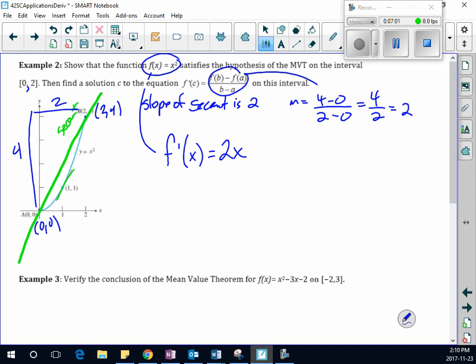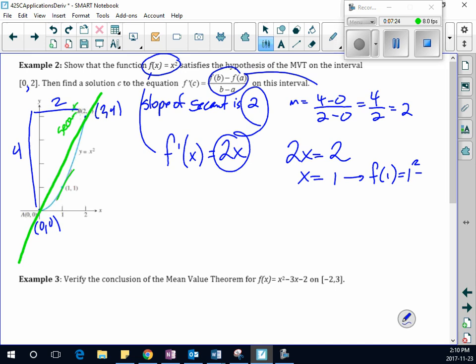So I know the answer is right here, 1, 1, but I don't know where it is at this point, right? But I do know that this has to equal that. So I set 2x equal to 2, and I solve that x is 1. Then all I have to do is find f of 1, which is 1 squared, and I get 1. So therefore, actually it's only asking for c. Therefore, c equals 1.